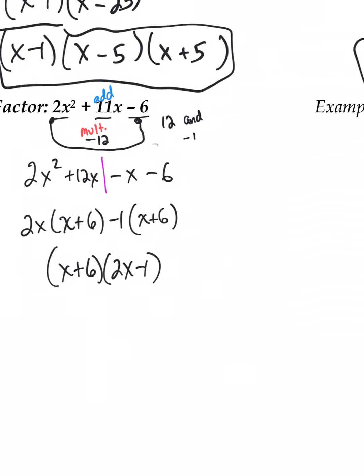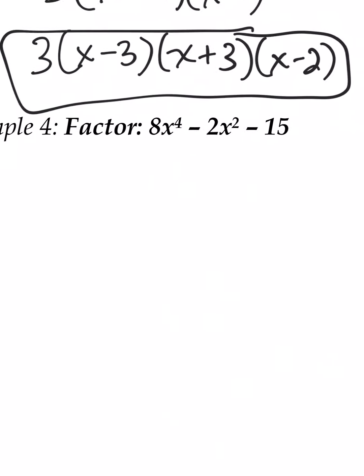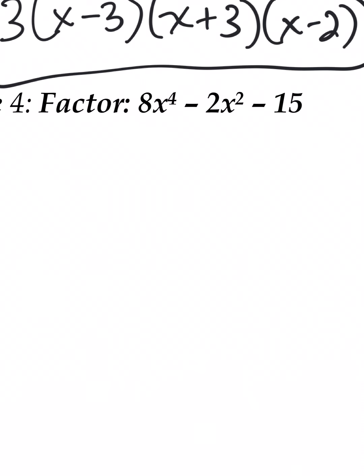Let's look at one more with a higher degree, but the same process. Here I have 3 terms. That's telling me that I can't split down the middle. I need an even number to split, so I'm going to multiply. 8 times -15 is -120. So again, I'm looking for 2 values that add to -2 and that multiply to -120. That's going to be -12 and +10.